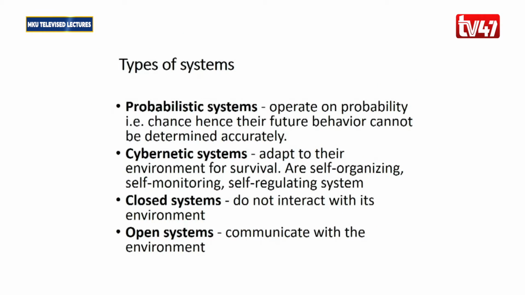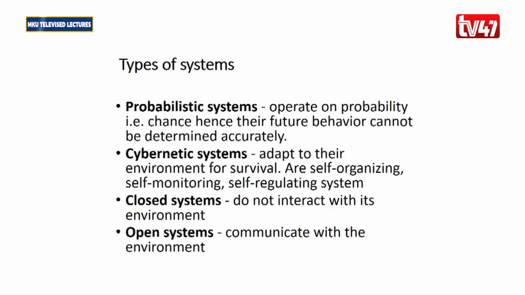We also have probabilistic systems, which are basically the opposite of deterministic systems. These probabilistic systems operate on uncertainty. We can say that they operate on probability or chances, and therefore their future behavior cannot be determined accurately. You can give it some input, yes, but you don't know what kind of output it will give you. Such systems can get inputs from different areas across the environment, and therefore it can give you unexpected outputs. So they behave differently compared to deterministic systems. They operate on chances.